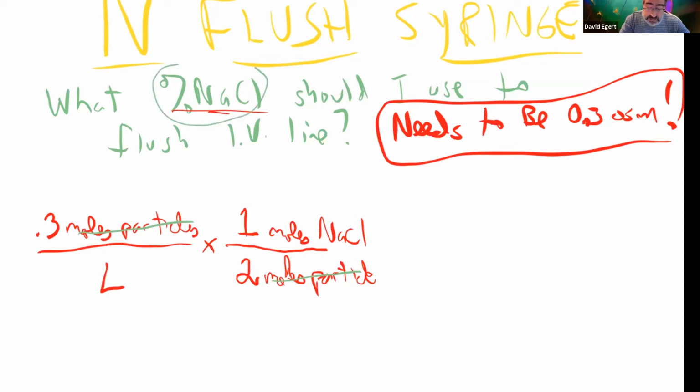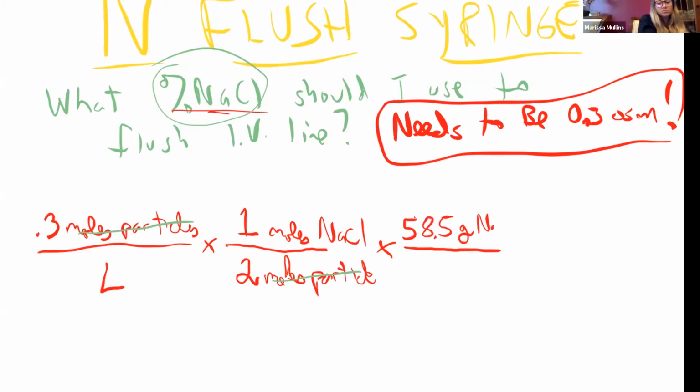Next, percent solution NaCl, I need to be in grams of NaCl, not moles of NaCl. So I need to convert this into grams of NaCl. What's the conversion between grams and moles of NaCl? Molar mass. Say it again. The molar mass. Exactly. And does anybody remember what that is? Well, it'd be the molar mass of sodium and chlorine, but I don't have those numbers. It's basically 58.5 grams of NaCl for every mole of NaCl.